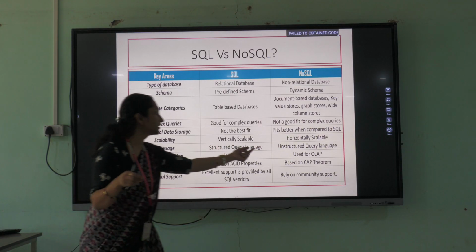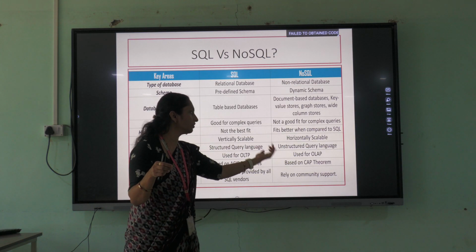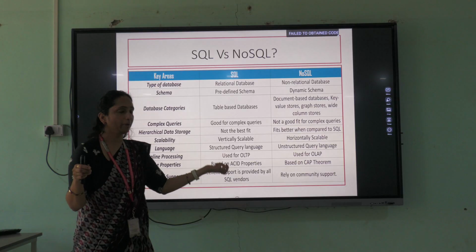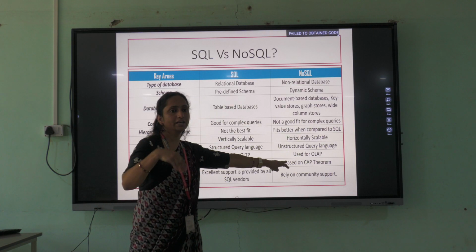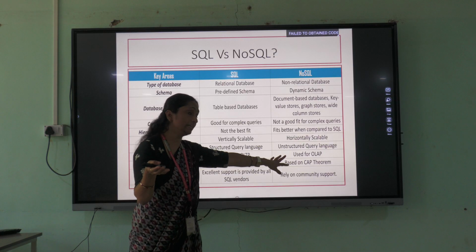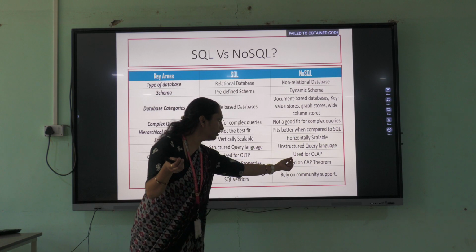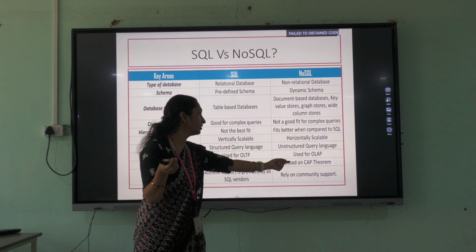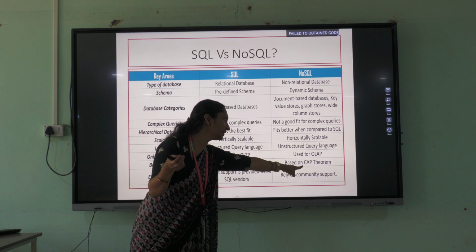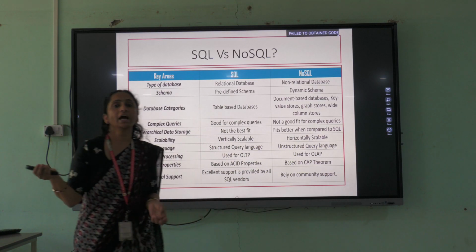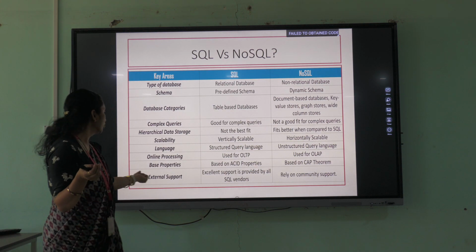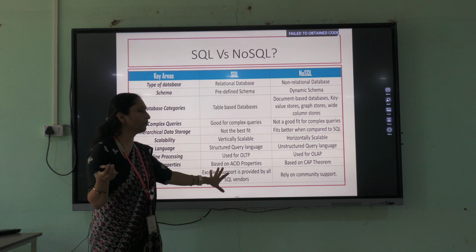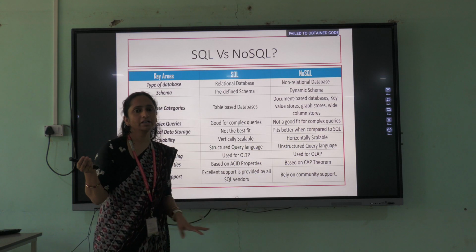Maybe in this CAP theorem, only a few will be satisfied completely in NoSQL, because it is taking all the data, structured data, unstructured data, everything it is processing. So one of these should be compromised, like the CAP theorem. C is for consistency, A is for availability, and P is for partition tolerance. Here there is excellent support from the vendors. Here we rely on community support.